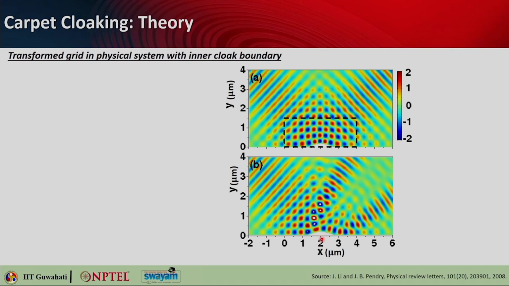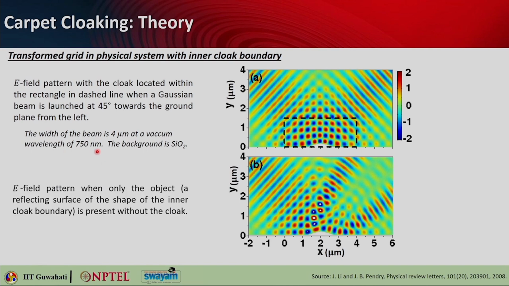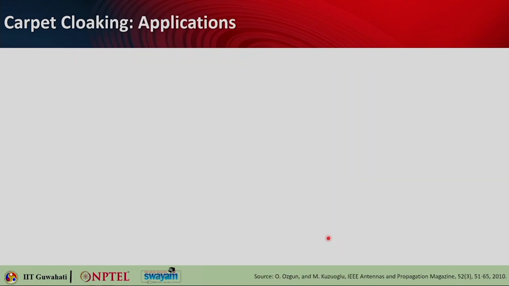Using this kind of situation, you can route light at your own will in optical integrated circuits. Here the electric field pattern is shown for a Gaussian beam that is launched at 45 degrees towards the ground plane. The width of the beam was considered to be 4 micron and the wavelength was 750 nanometer. The background, as I mentioned, was silica, and this is where the cloak is not present. So, you can see multiple reflections that tell you about the presence of the object. This is the cloaked object, it looks as if it is just a ground plane, and this is the scattering from the object without the cloak. Here it reveals that there is something present.